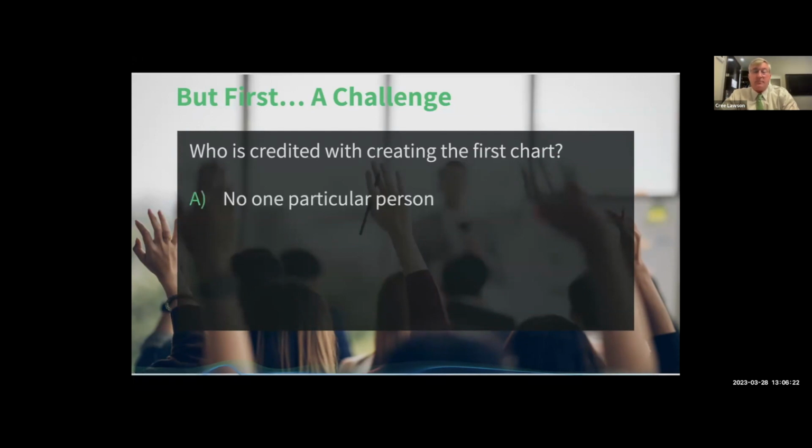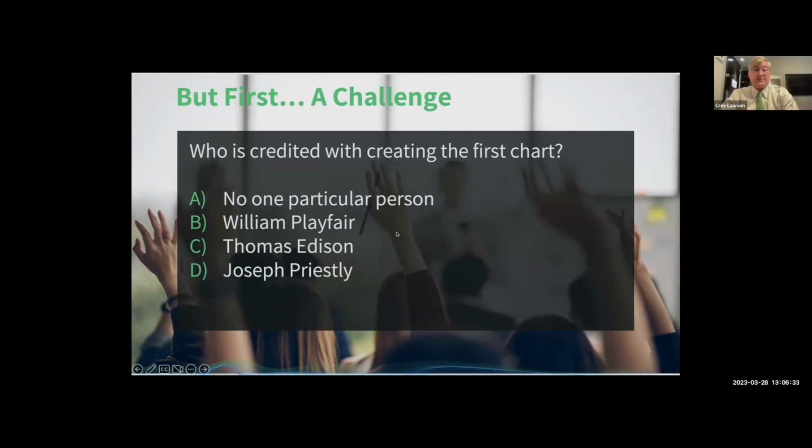Was it no one particular person? It just kind of evolved out of data. Was it William Playfair? Was it Thomas Edison with over 10,000 patents? Was it Joseph Priestley, or was it the Massachusetts Institute of Technology? So just type your answer in to the chat. Who's got an answer, in the chat or the Q&A?